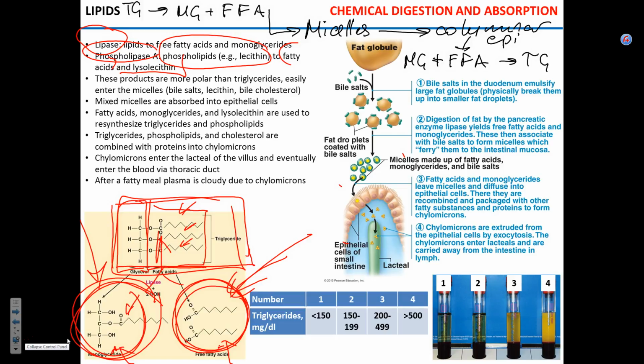Does that make sense? So I have triglycerides, split them into monoglycerides and free fatty acids, package them in the micelles. Micelles get into the columnar epithelium, and monoglycerides and fatty acids get reassembled into the triglycerides, into the fat. Now, where does fat go next?